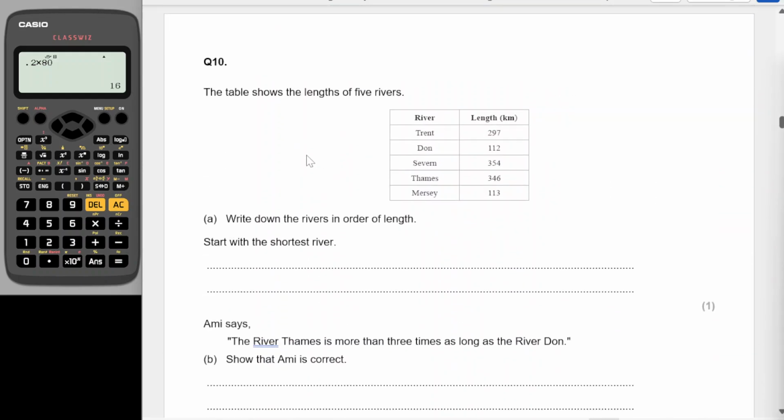Question 10. This table shows the length of 5 rivers. Write down the rivers in order of length, starting with the shortest. So the shortest length here is going to be the Don. The next shortest is going to be the Mercia, or the Mersey. Next smallest from this list then is Trent.